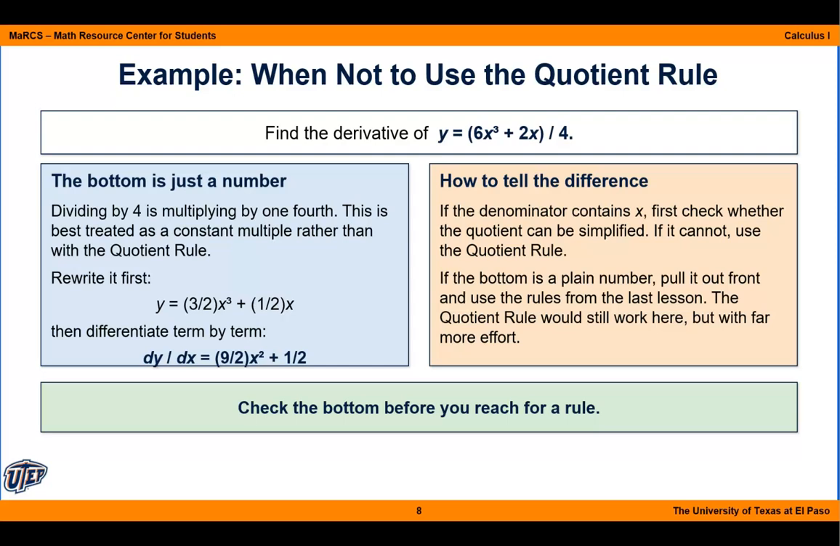The function can now be differentiated term by term. That would give us dy/dx is equal to 9/2 x² + 1/2. The quotient rule would produce the same answer, but it would add unnecessary work. The form in which a function is written should guide the method we choose.